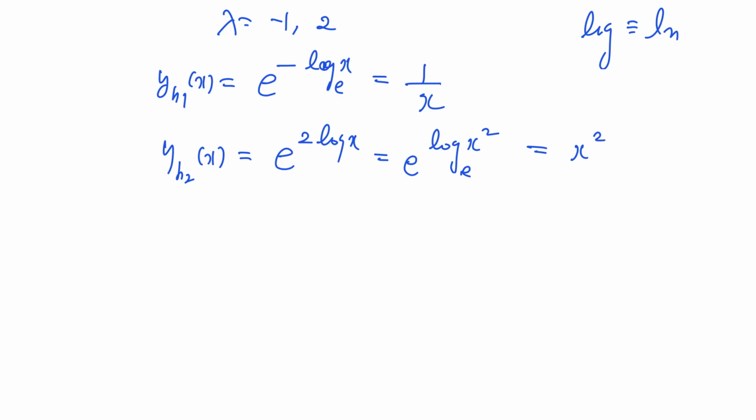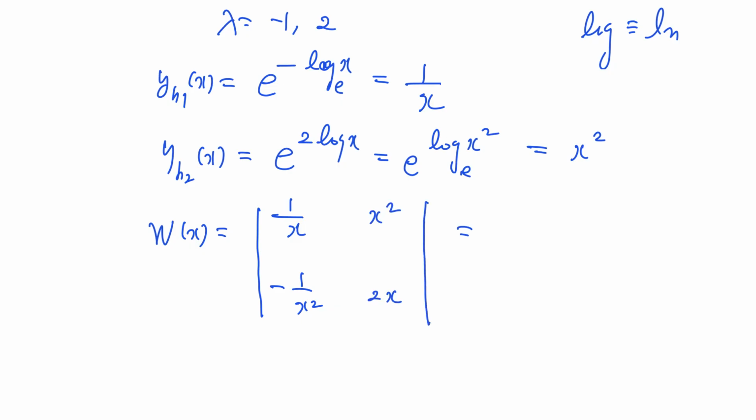So the Wronskian: yh1 is 1 over x. If we differentiate 1 over x, what do you get? Minus 1 over x squared, right? Minus 1 over x squared, and 2x. So it's 2 plus 1 equal to 3, so it's not 0, right? And of course, we have p(x) is x squared.